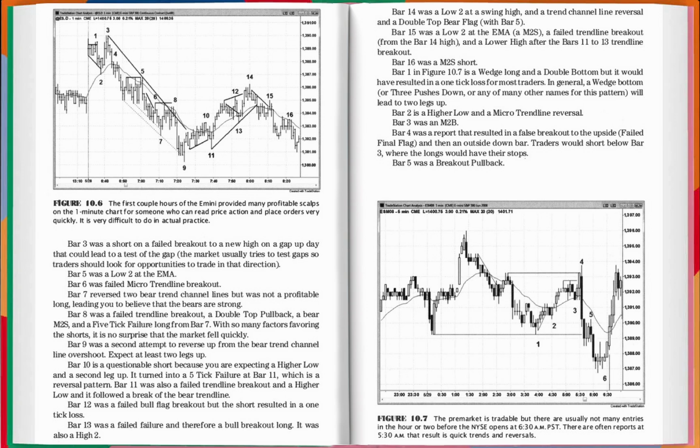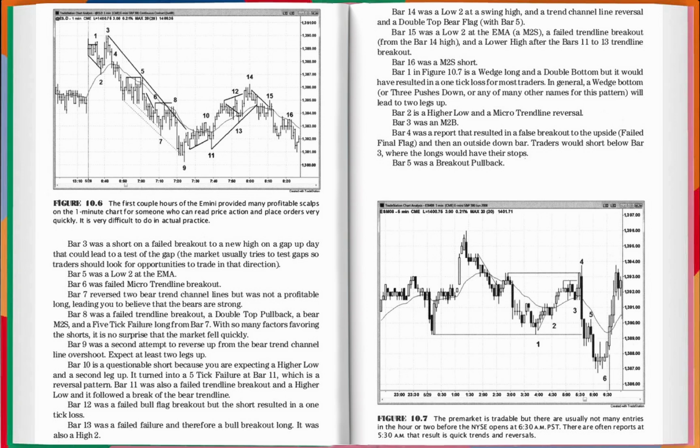Bar 1 in figure 10.7 is a wedge long and a double bottom, but it would have resulted in a 1-tick loss for most traders. In general, a wedge bottom or 3 pushes down or any of many other names for this pattern will lead to 2 legs up. Bar 2 is a higher low and a micro trendline reversal. Bar 3 was an M2B.